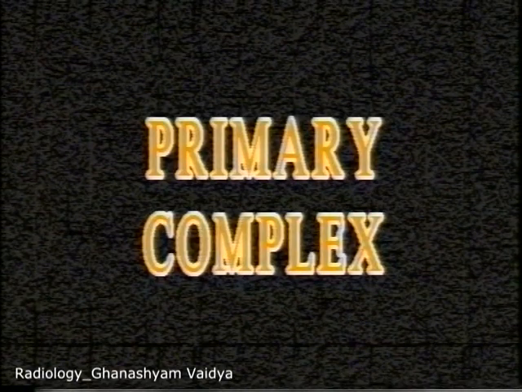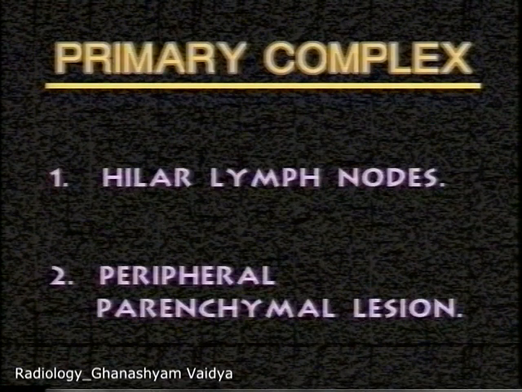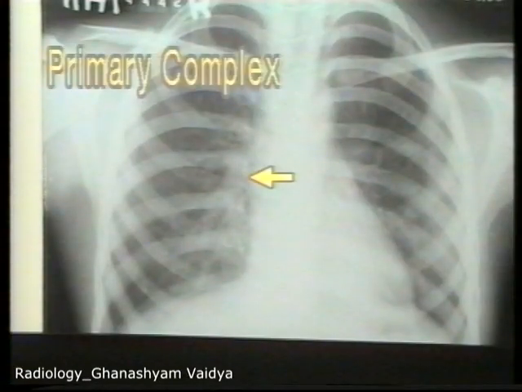Primary complex. Primary complex is a primary tuberculous infection seen in children. Radiologically, it shows two components, a peripheral parenchymal lesion and enlarged hilar lymph nodes. This is an X-ray of a primary complex. Note the increased density in the hilar region.